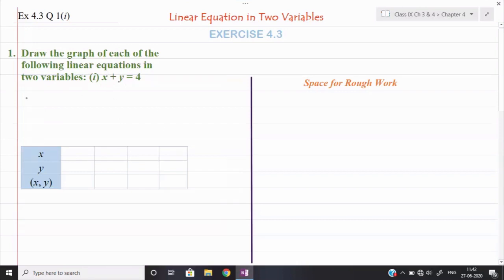Now here what I will do, out of the two variables I will send any one onto the other side. For example, x I am sending on that side. So the value of y will be here 4 minus x, that is the value of y. I will give this one as equation number 1.